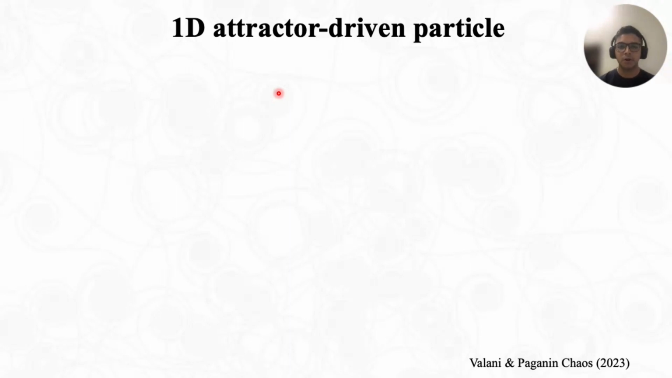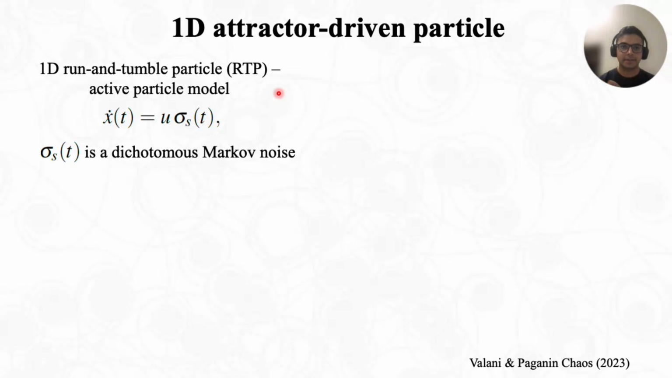So a very simple model of a one-dimensional active particle is the run and tumble particle. In this model, the particle moves at a constant speed and then switches its direction between left and right. Traditionally, this run and tumble particle is modeled using stochastic dynamics and a Langevin equation, as you see here. So the velocity of the particle is equal to some constant speed u, and its direction changes according to a dichotomous Markov noise.